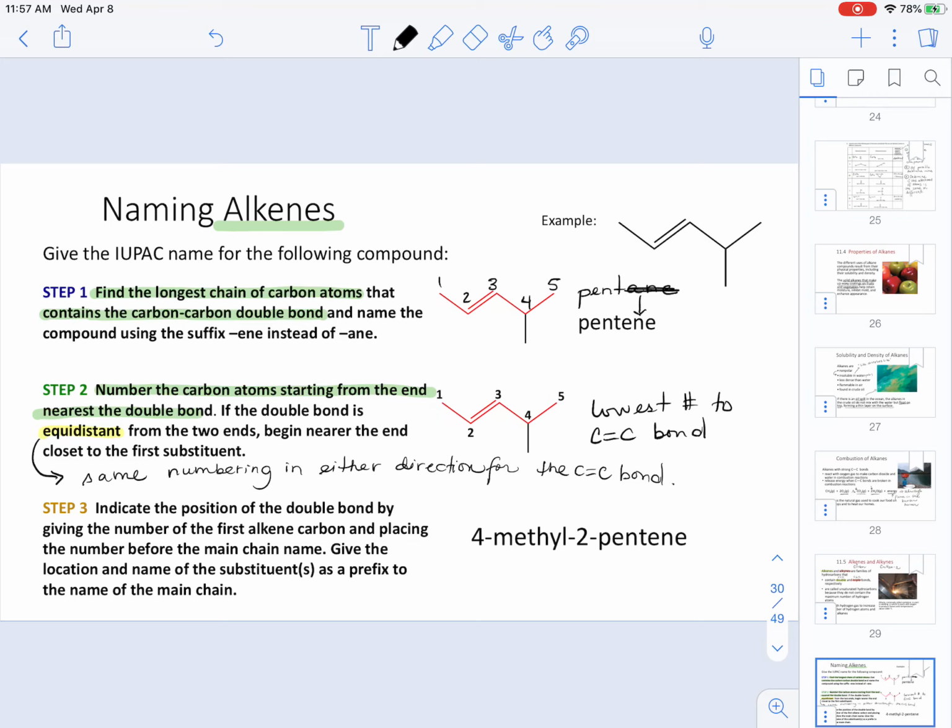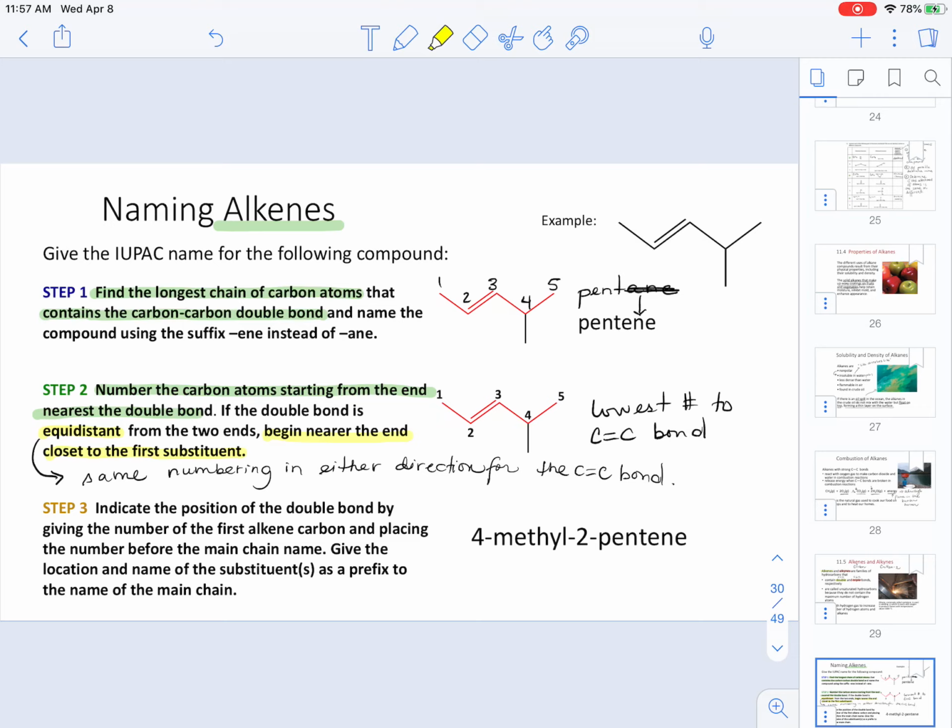Then, in order to break the tie, only then will you begin the numbering near the closest substituent. You're going to start numbering near the end closest to the first substituent. Okay, that is not the case with the example that we have right now on the slides.